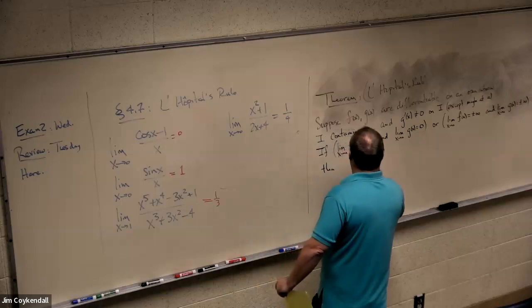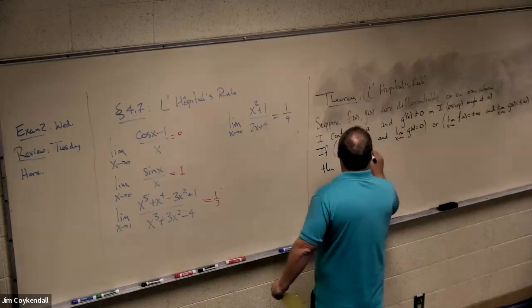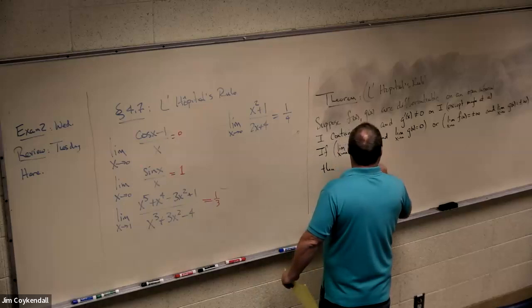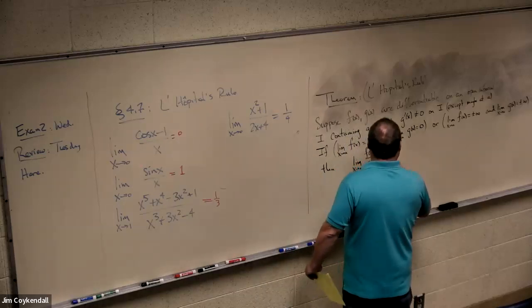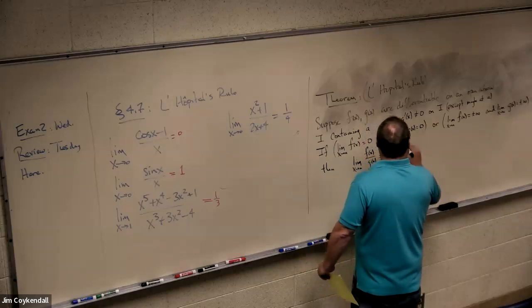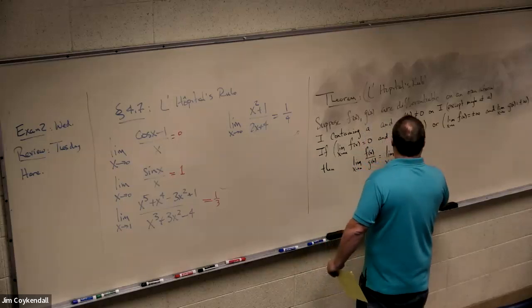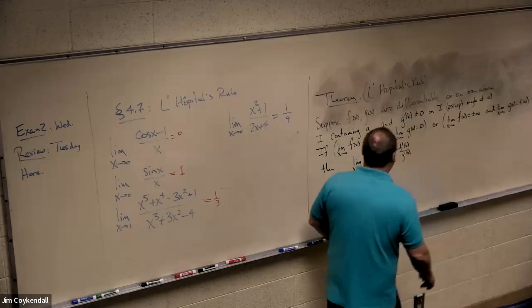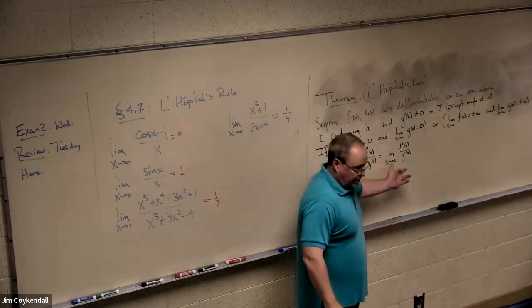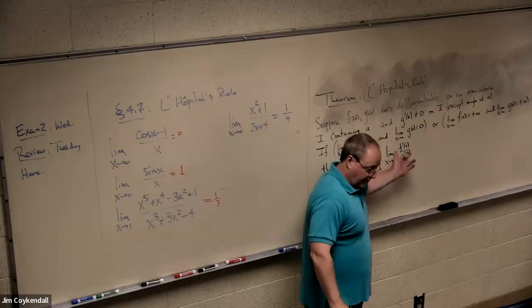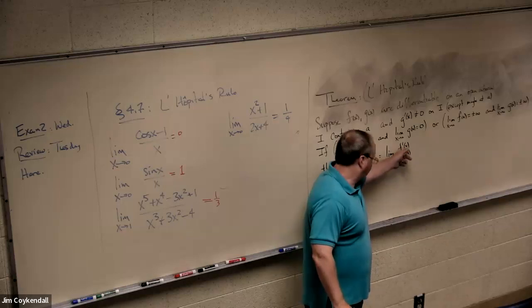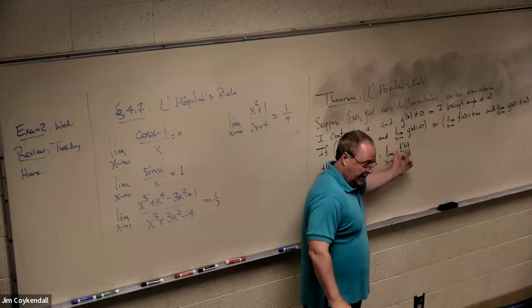the limit as x goes to a of f of x over g of x is the limit as x goes to a of f prime of x over g prime of x. By the way, do not confuse this with the quotient rule. We're not taking the derivative of the quotient. That's a given. This is something new. The derivative of the top over the derivative of the bottom.